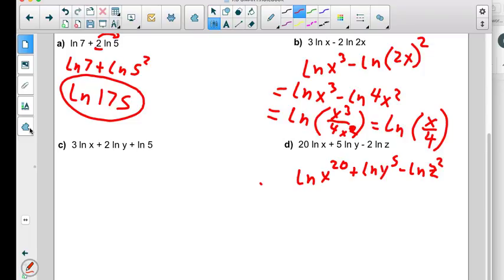Now we need to do what? We can do this all in one step, actually. Put the positives on top and the negatives on the bottom. It's just going to be one big fraction. So it's going to be the natural log of this one's positive times y to the 5th divided by our negative, which is z squared. Can't reduce anything there, so that's the final answer.